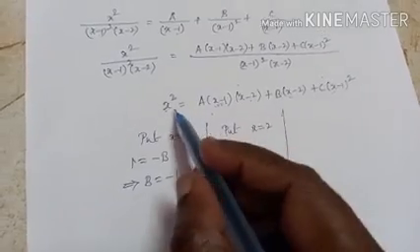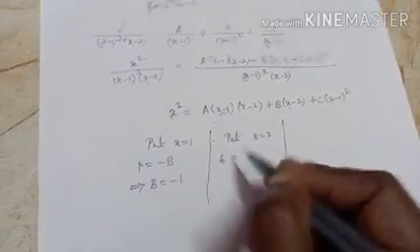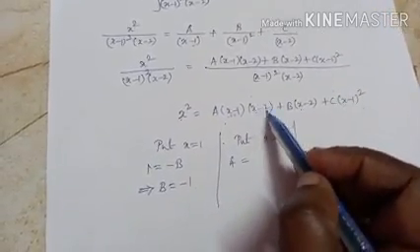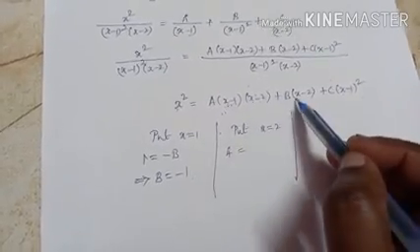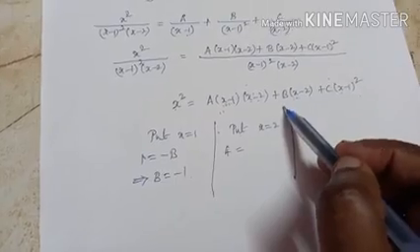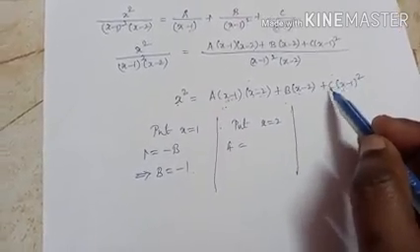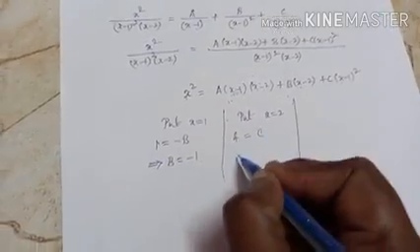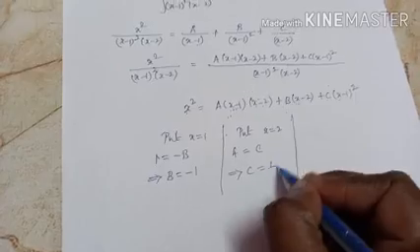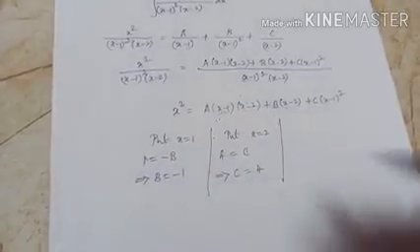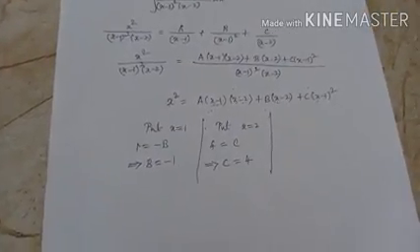Put x equal to 2. 2 square is 4. When you put 2, 2 minus 2 is 0, this term will become 0. 2 minus 2 is 0, this term will become 0. 2 minus 1, the whole square is 1. 1 into c, which implies c is equal to 4. So we have found b and c. We need a also, right?